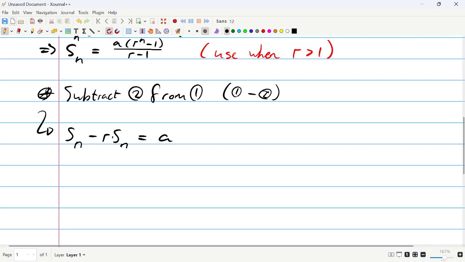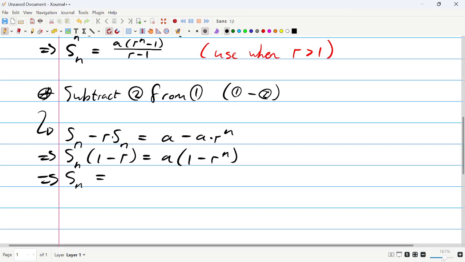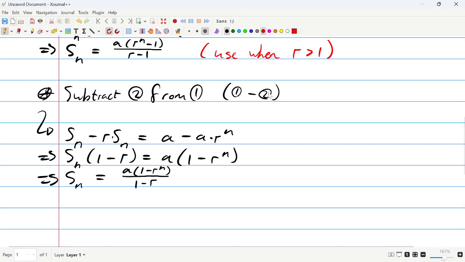So I said A minus A times R to the power of N. And then we take our common factors again, like we just did the other one. So Sn can come out as a common factor, and it'll be 1 minus R left over. And then we take out A as a common factor, and we're left with 1 minus R to the N. And therefore, if we divide both sides by 1 minus R, we have A into 1 minus R to the power of N divided by what? 1 minus R.